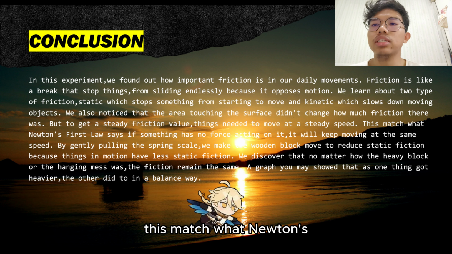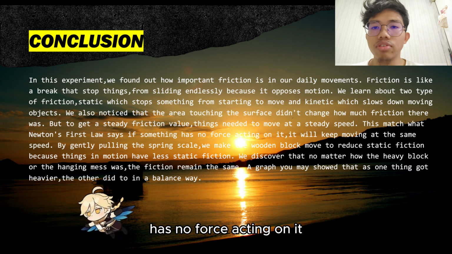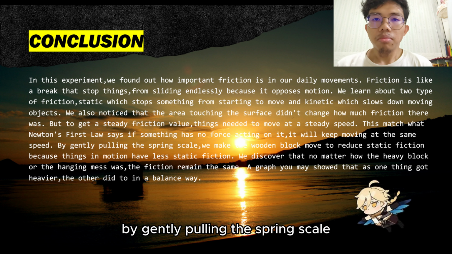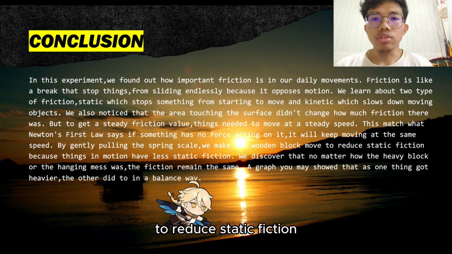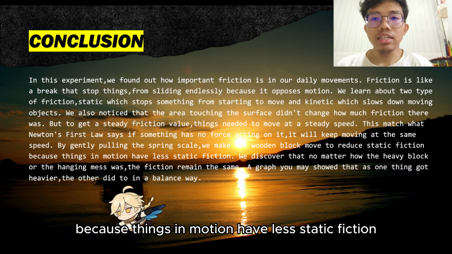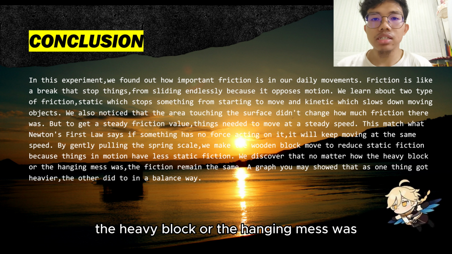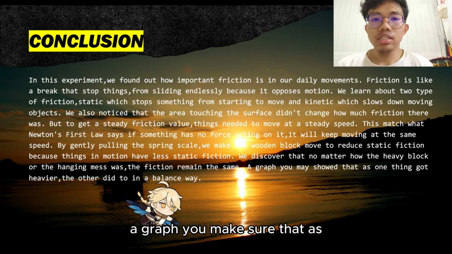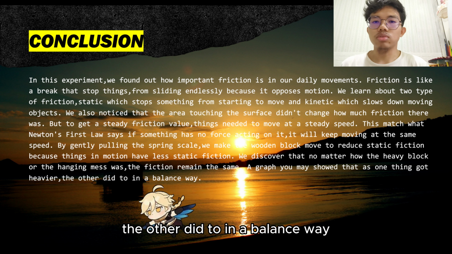This matched what Newton's first law says: if something has no force acting on it, it will keep moving at the same speed. By gently pulling the spring scale, we made the wooden block move to reduce static friction because things in motion have less static friction. We discovered that no matter how heavy the block or the hanging mass was, the friction remained the same. The graph we made showed that as one thing got heavier, the other did too, in a balanced way.